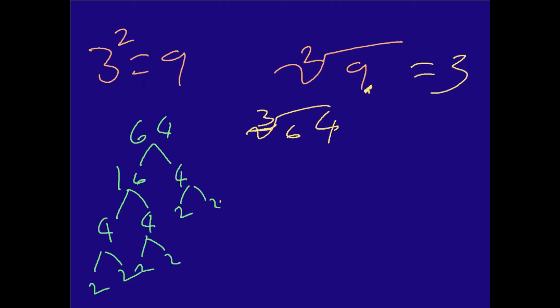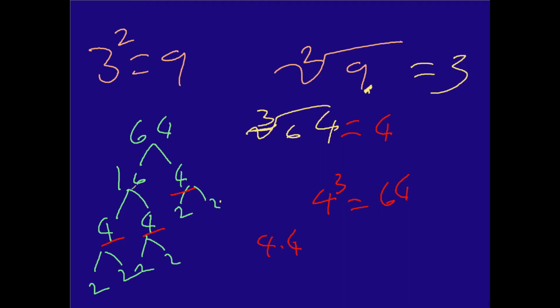But wait a minute here. I have 1, 2, 3 fours. So that tells me my answer. My answer here in this situation is going to be 4. In other words, if I take 4 to the third power, I will get 64. And let's just check that. You can see it right here.